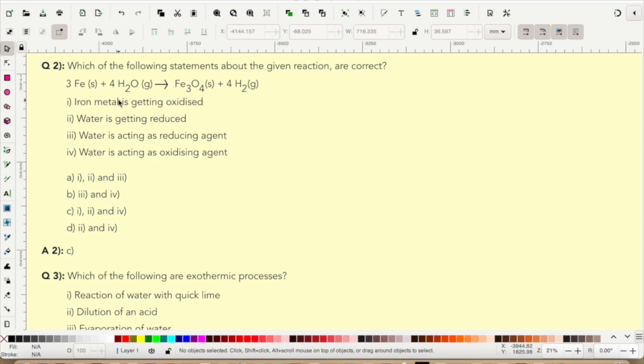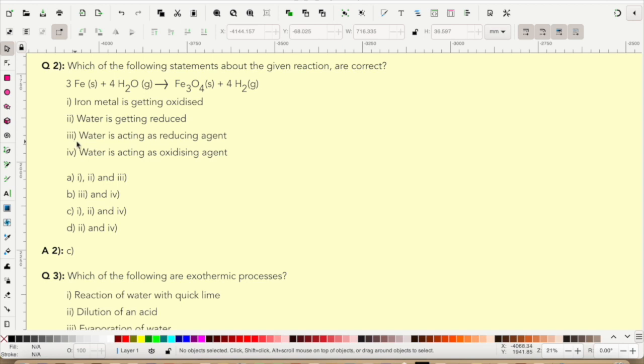Let us see. Fe is gaining oxygen to form Fe3O4. So it is getting oxidized. First statement is correct. H2O is losing oxygen to form H2. So it is getting reduced. So the second statement is also correct.